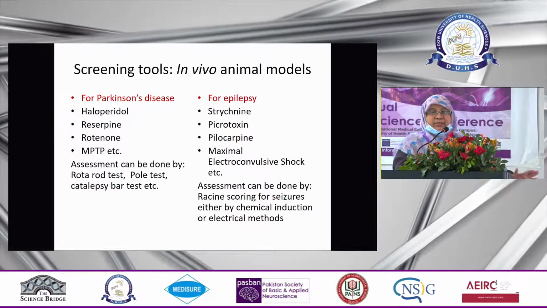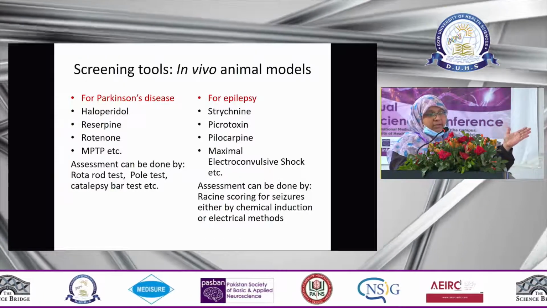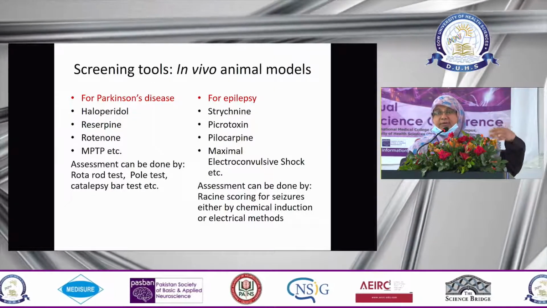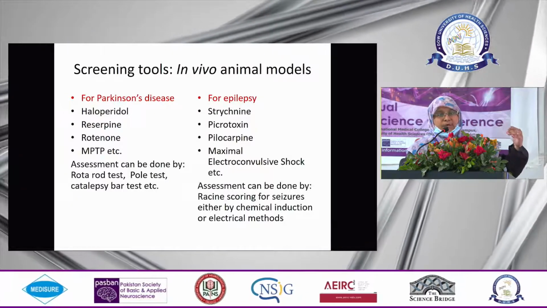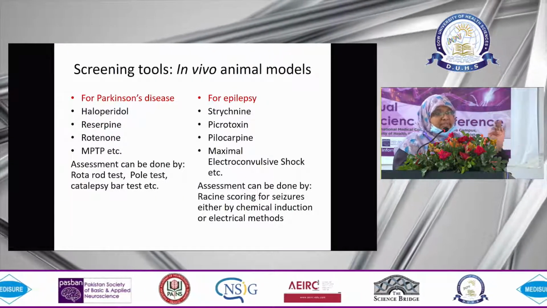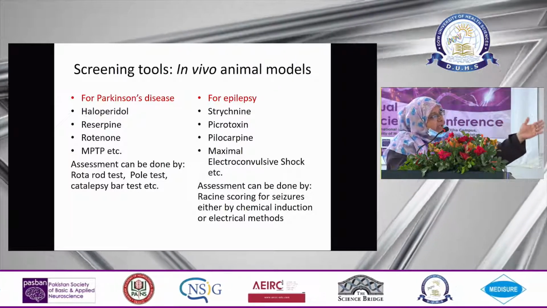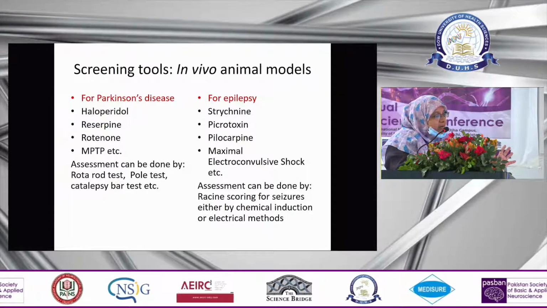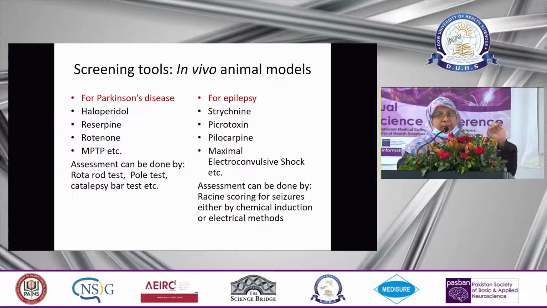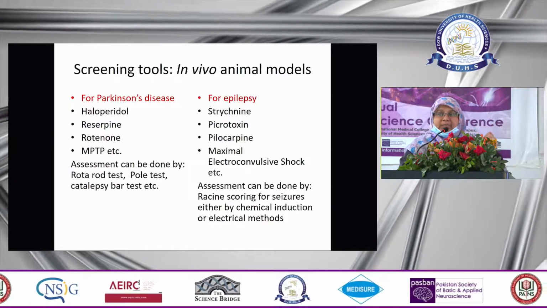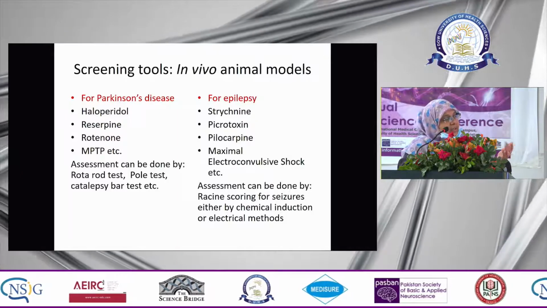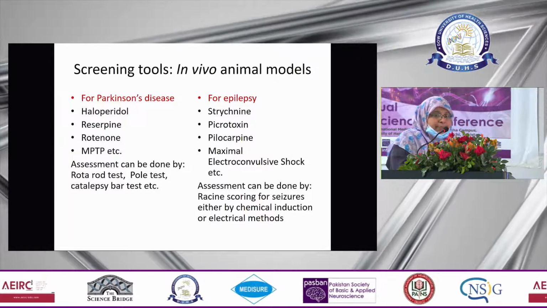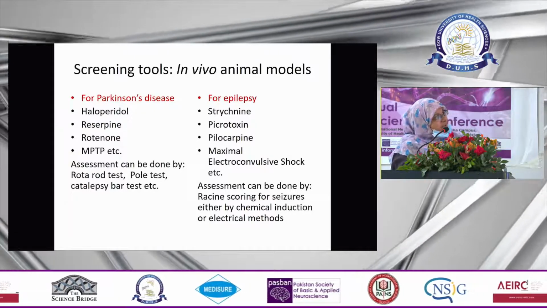here is a summary of the screening tools we can utilize for Parkinson's disease: a few drugs and toxins. By using these toxins, by various routes of administration, either orally, intraperitoneally, or subcutaneously, in specific doses for a specific time period, we can assess the animals with a few apparatuses, such as rotarod, pole test, or catalepsy bar test. We can then judge whether the animals have become fully Parkinsonian, or have shown a few of the symptoms of Parkinson's, so that they can be compared against the standard medications available.